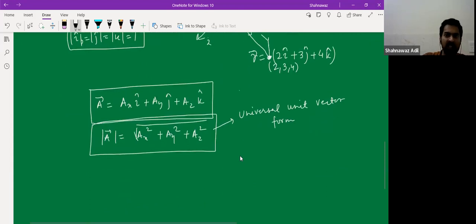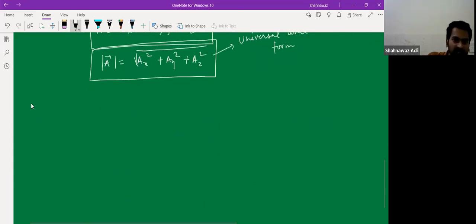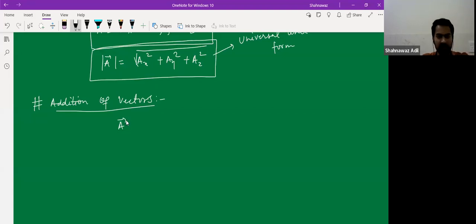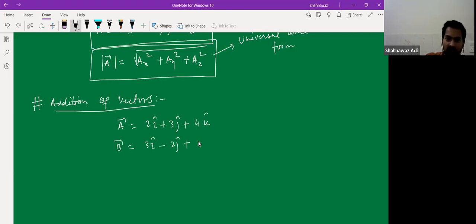Okay, so let me go ahead and talk about the addition of vectors. Let's say vectors are given in the universal unit vector form. So let's say A is given like 2I plus 3J plus 4K, and B is given like 3I minus 2J plus 7K. Then one would ask, what would be the addition of these two vectors?